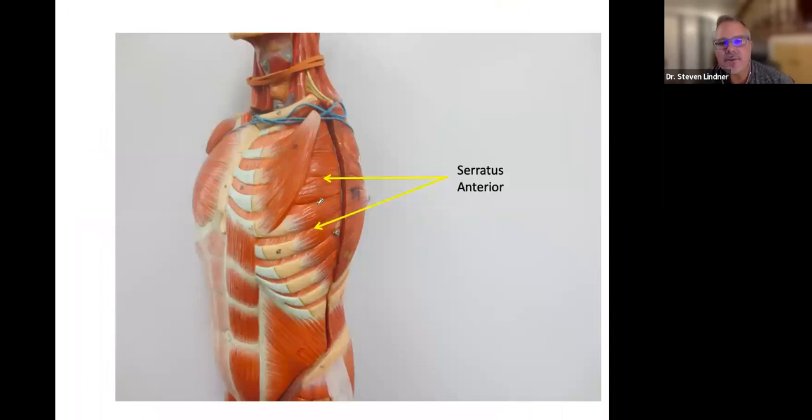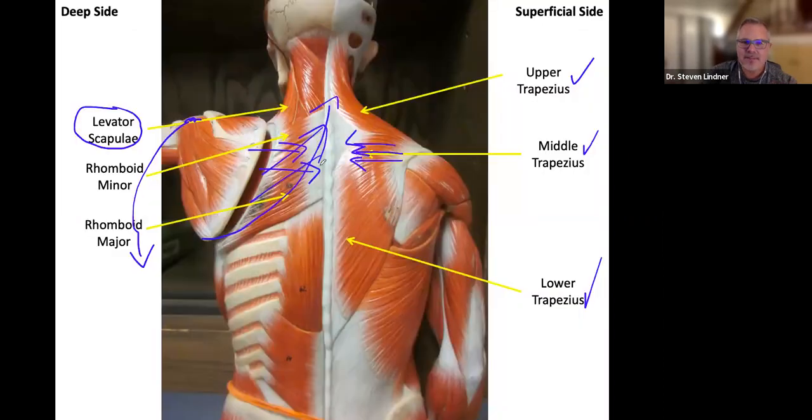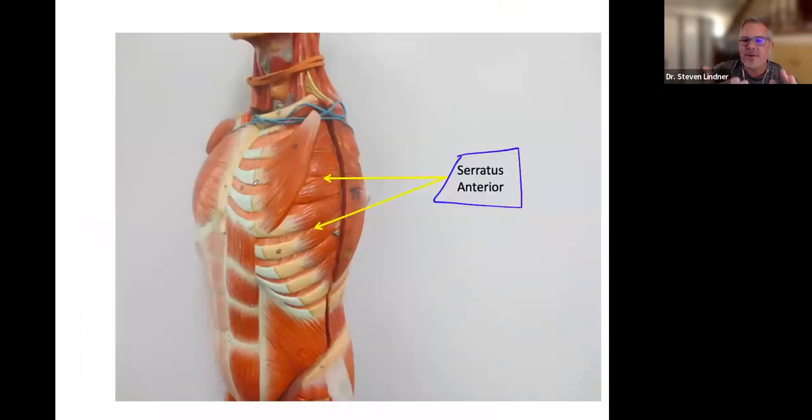From the side view, we can see serratus anterior. That's an important muscle. It goes from the upper 8 ribs, goes around, and it goes underneath the scapula and attaches to the vertebral border, but on the underneath surface of the scapula.